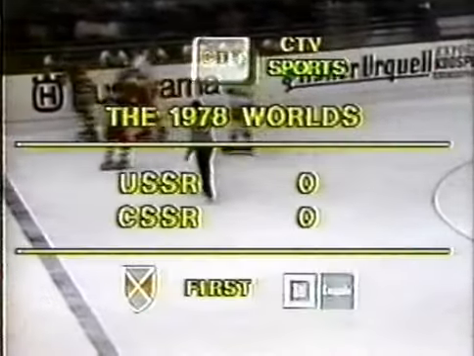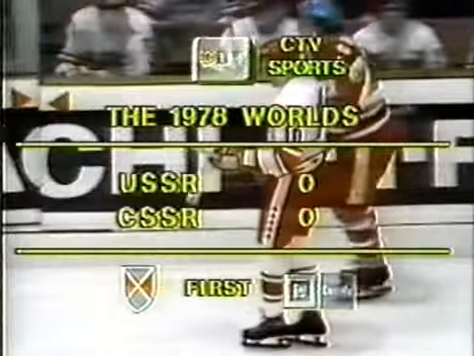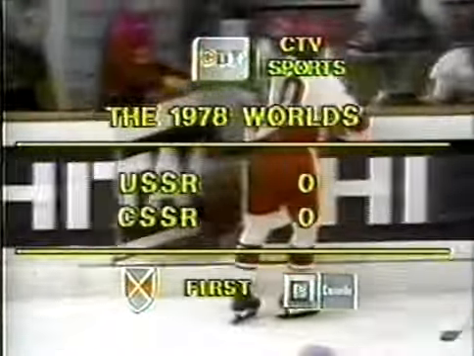A delayed penalty coming up to the Soviets, as Novak has the puck inside his own line, coming up a pass on the left side. And Pozar had it bounce off his stick. And finally the penalty is called. This is the World Hockey Championship on CTV.